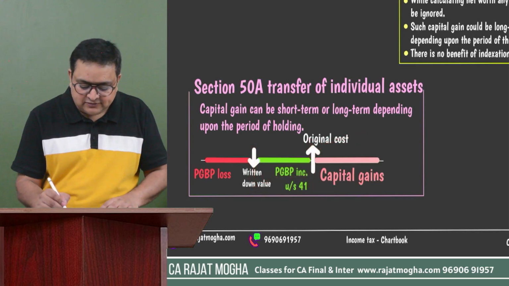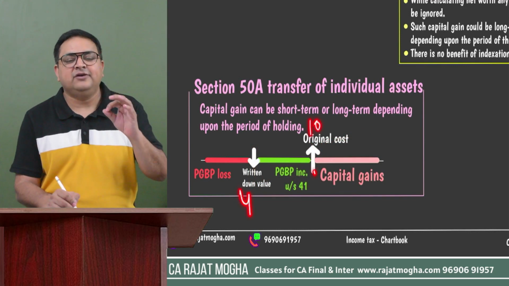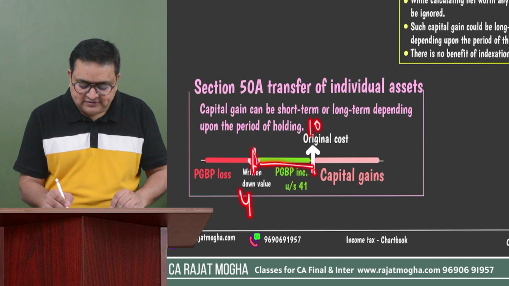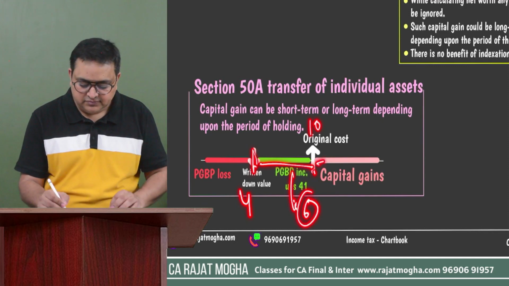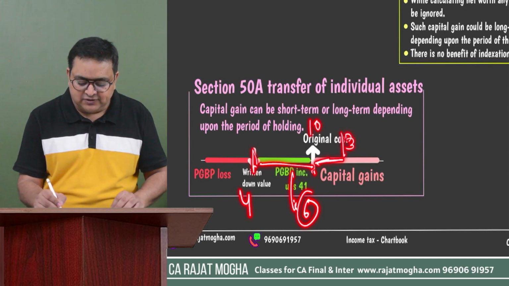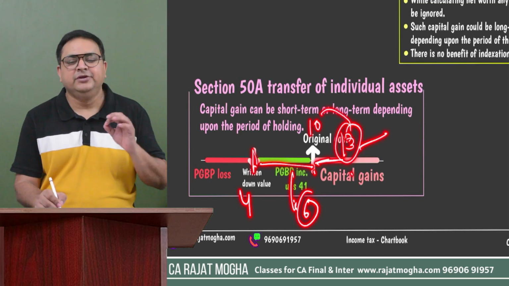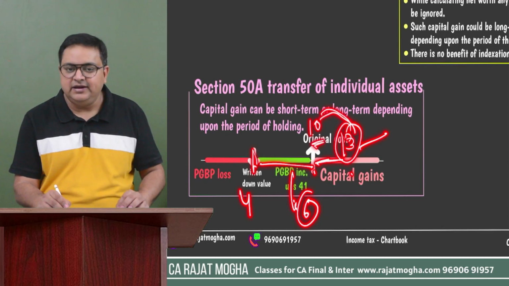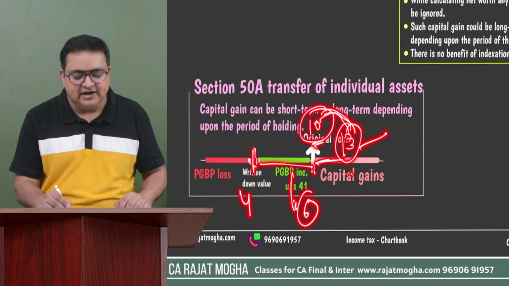So let's say this original cost was 10 lakh, the written down value was 4, and you are selling it for rupees 13 lakh. Then up to this amount, that is 6 lakh, would be PGBP income, deemed PGBP under section 41. And over and above your original cost would be the capital gain. So the full value of consideration would be 13, and 10 lakh would be the cost of acquisition. So 3 lakh would be your capital gain, right? So what we have to do is 13 minus 10 if it is short term, but if it is long term, you have to index this amount also, right?